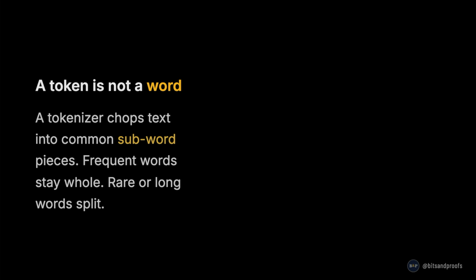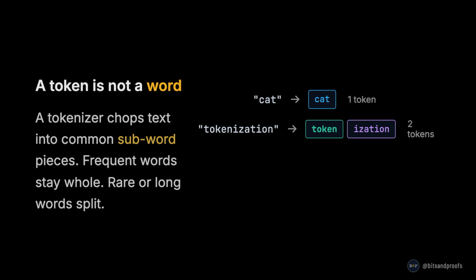So a token is not a word. A tokenizer chops text into common subword pieces. Frequent words stay whole, and rare or long words get split. Let's look at some quick examples. A short common word like cat is a single token. But tokenization splits into two pieces: token, ization. Two tokens for one word.